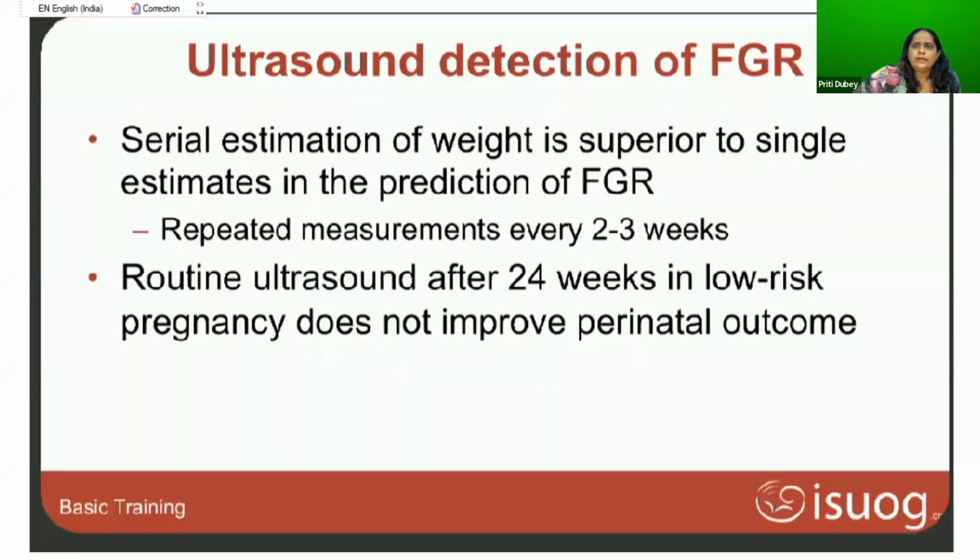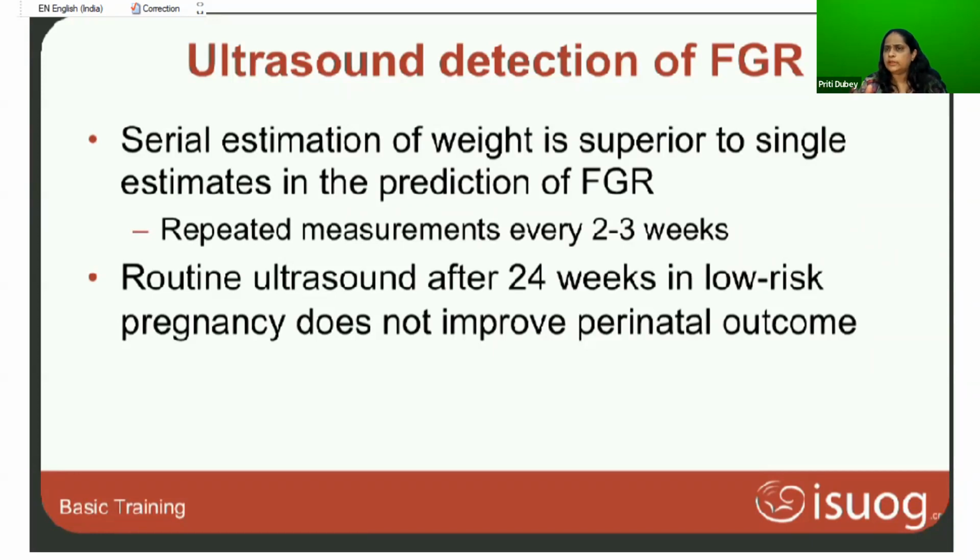So how will we detect the FGR? Whenever we are suspecting SGA or FGR, one single reading is not important. Suppose I have seen one patient and I suspected SGA, so I will ask for the previous growth report. How was the growth in the anomaly scan? How was the growth in the NT scan or any prior scan if the baby has had one? So serial monitoring is important.